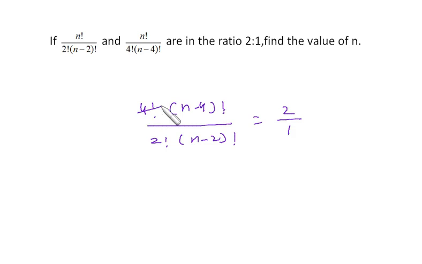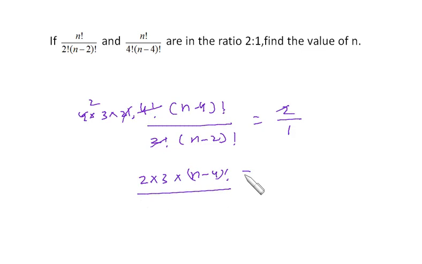Now 4 factorial is what? 4 into 3 into 2 factorial. So it's cancelled. Now this is 2. And apart from that, it's 2 into 3 into (n minus 4) factorial by, or is equal to, we can say, (n minus 2) factorial, and (n minus 2) factorial will be what? (n minus 2) into (n minus 3) into (n minus 4) factorial, right?